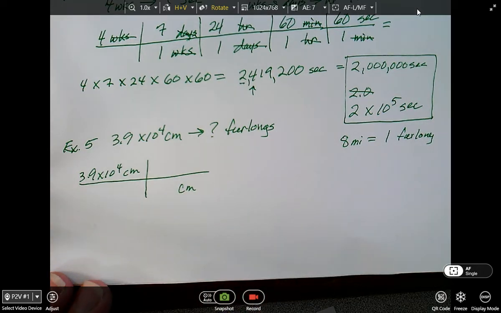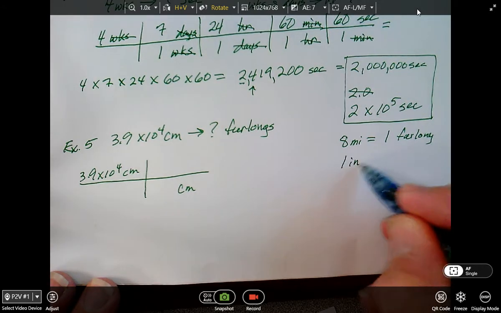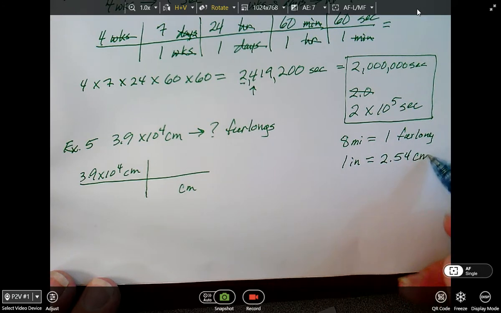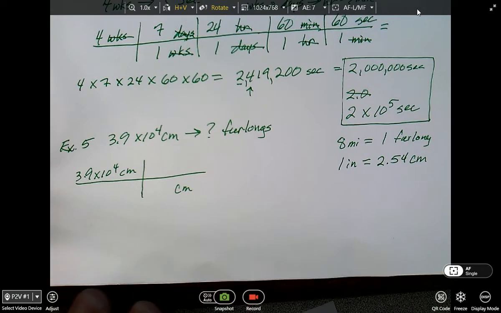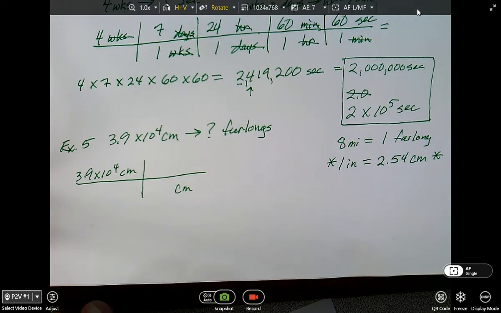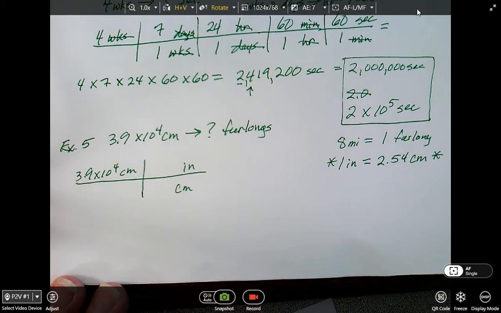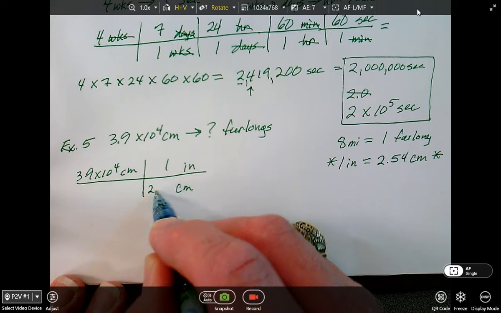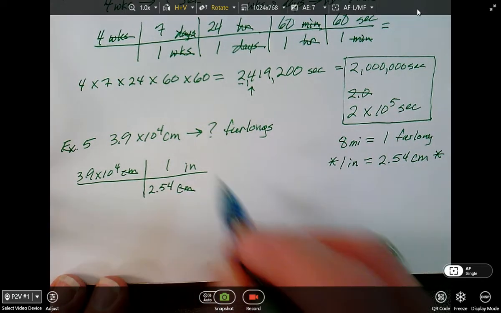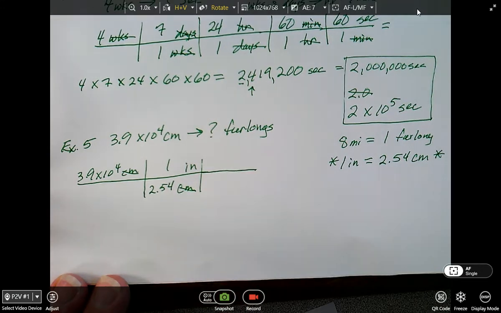Now, I need to ask myself a question. Do I know a relationship between centimeters and anything in an English unit? Well, I do. 1 inch is equal to exactly 2.54 centimeters, and that's an exact. So that's a good conversion to know and memorize and just have handy when you need it. So we can put inches on the top. 1 inch is 2.54 centimeters. Centimeters cancel out. Now we're in the English system, so finally we get to at least move forward.